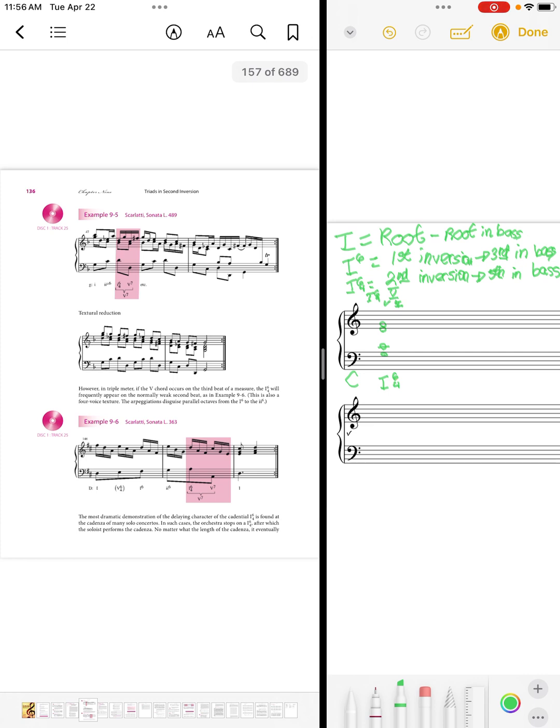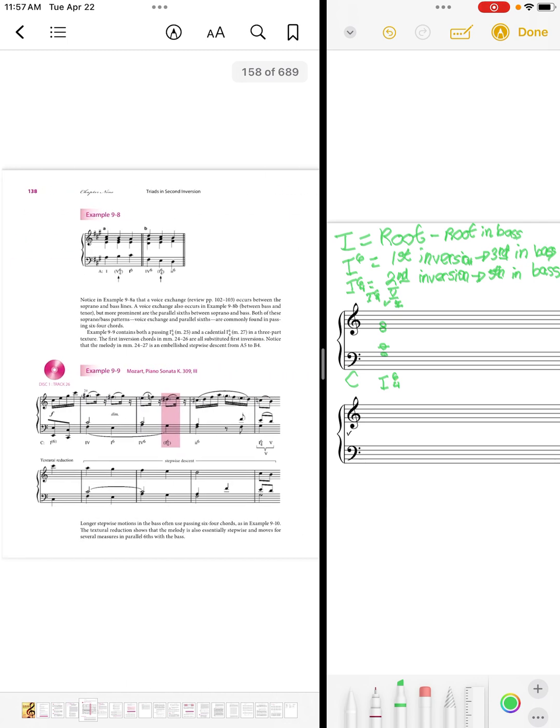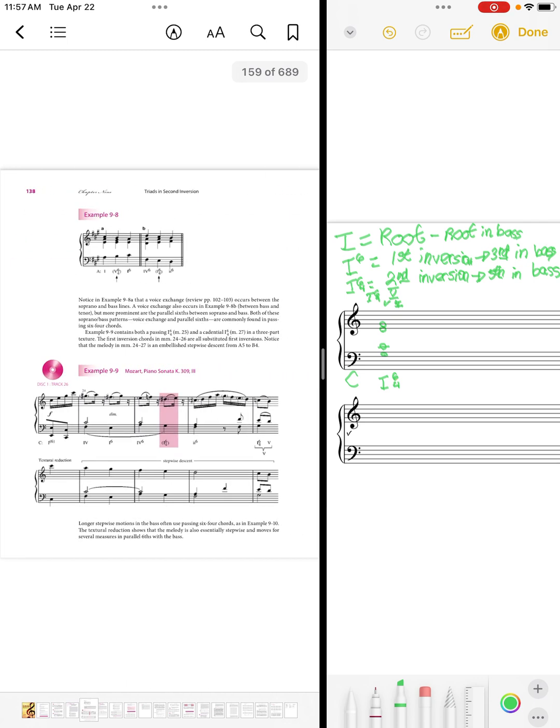Passing 6/4. The passing 6/4 can also be ascending, meaning going up, and descending, meaning it goes down. And this can be found in all forms, like minor and major. This one is examples.